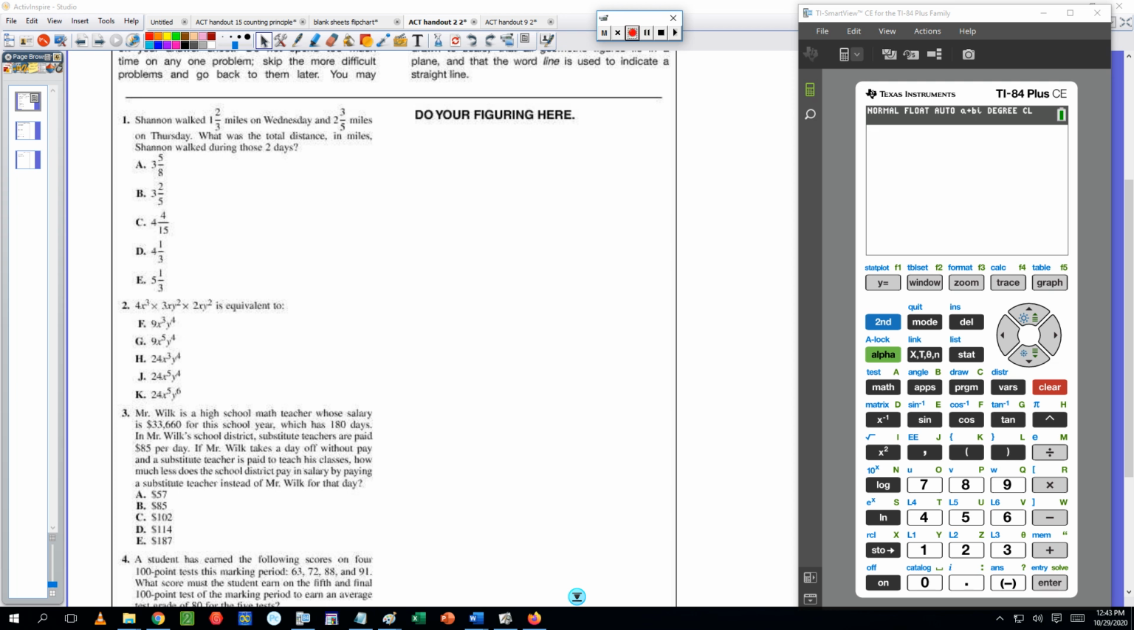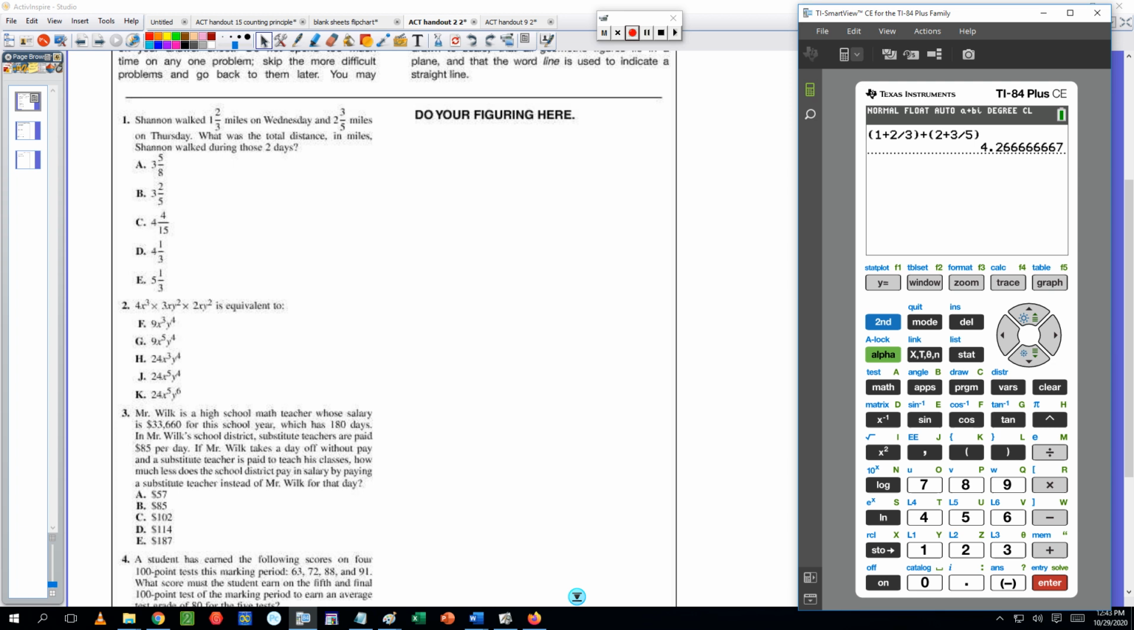Let's make a key. Shannon walked 1 2/3 miles on Wednesday and 2 3/5 miles on Thursday. What was the total distance in miles? Parentheses, 1 plus 2/3, close parentheses, open another one, plus sign in between, 2 plus 3/5, enter.